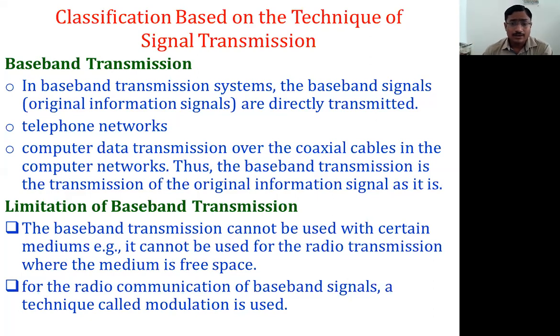Now I told you about coaxial cable, computer networks, LAN in a laboratory. A LAN set up in a computer laboratory is also baseband communication. It has some limitations, as I told you. The first limitation is that baseband transmission cannot be used in certain mediums, meaning it cannot travel through the air. It cannot travel through space. That is the limitation of baseband communication.